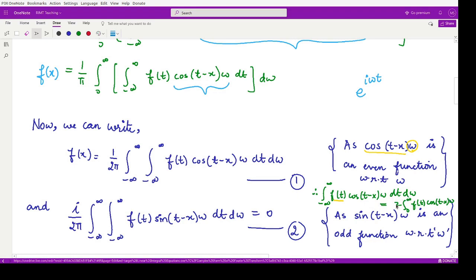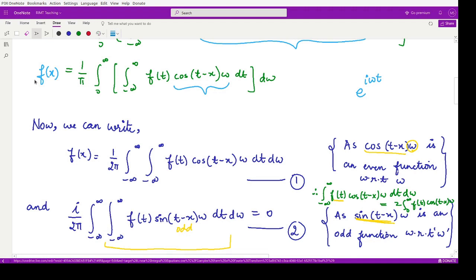This would be equivalent to 2 times integration from 0 to infinity f of t cos t minus x into omega. And because sine is an odd function with respect to omega, the integration from minus infinity to infinity of f of t sin t minus x into omega dt would be 0. So this expression is 0, its integration would also be 0, and we can multiply by iota by 2 pi, that would also be 0. Why we have done this, we'll see in a moment.